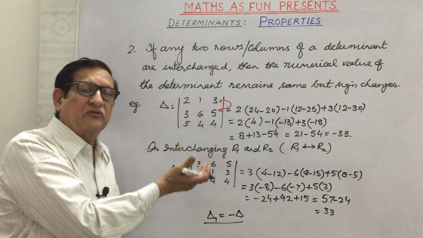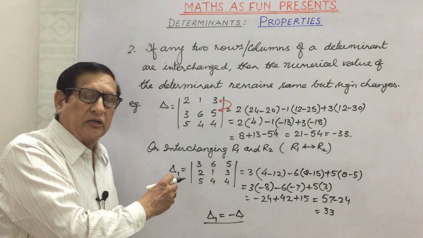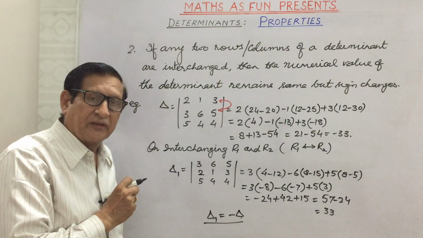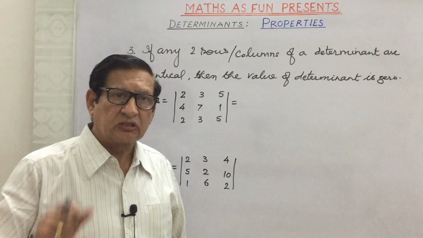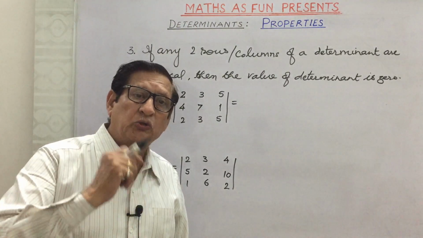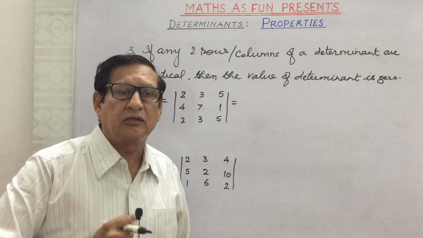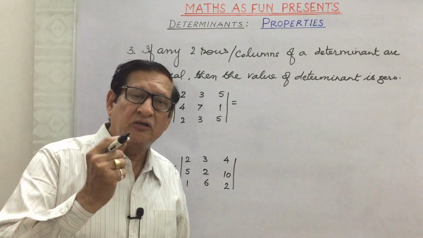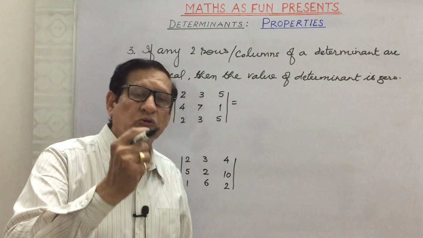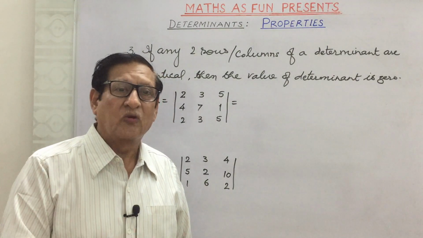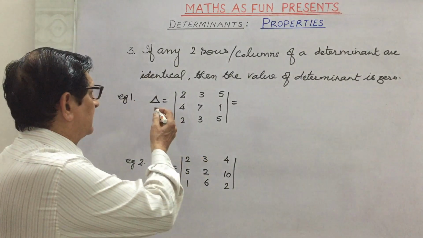Similarly, if we interchange any two columns and find the values, we will find that the numerical value remains the same, only the sign of the value changes. The third property is that if any two rows or any two columns of a determinant are identical, then the value of the determinant is 0. The meaning of identical is that either two rows or columns are equal or one is some multiple of the other. Let's understand this by some examples.